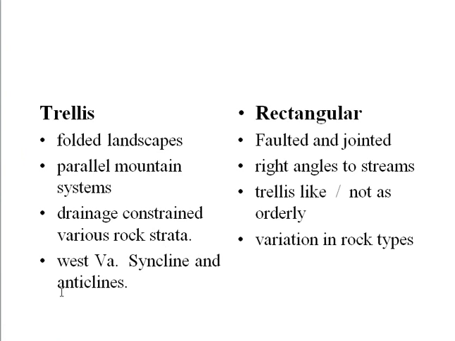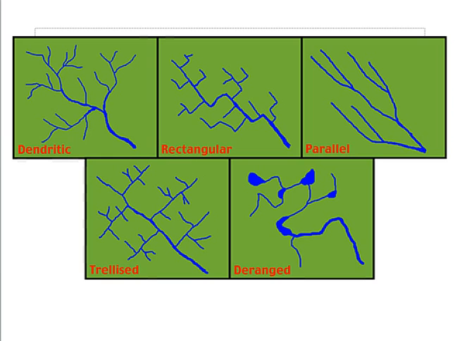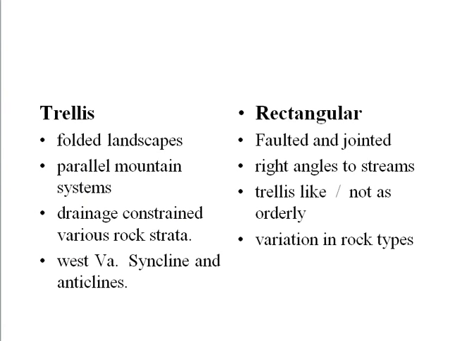Two other types are trellis and rectangular. Trellis landforms or drainage systems, drainage patterns, are seen in folded landscapes. You'd see that a lot in West Virginia, where you have the anticlines and the synclines of folded, compressed rock. The mountain systems are parallel, and so these drainage systems almost look like a vineyard trellis, all draining into very short, small linear systems.